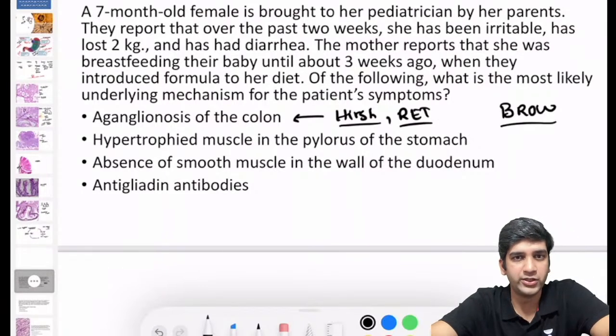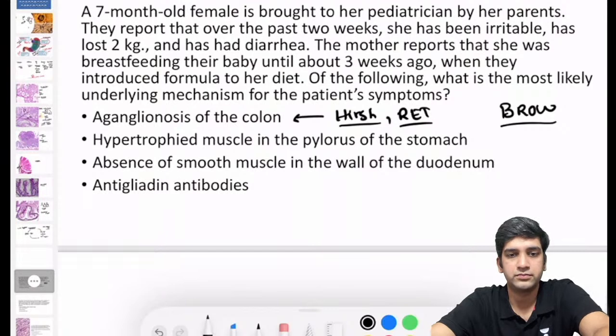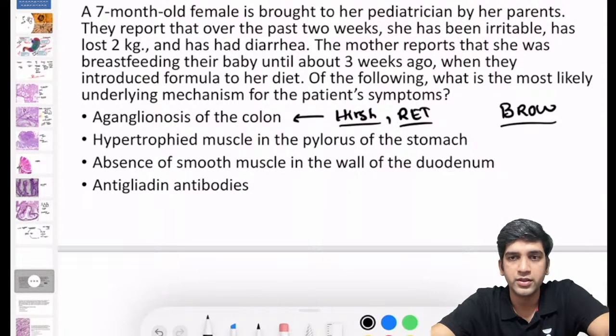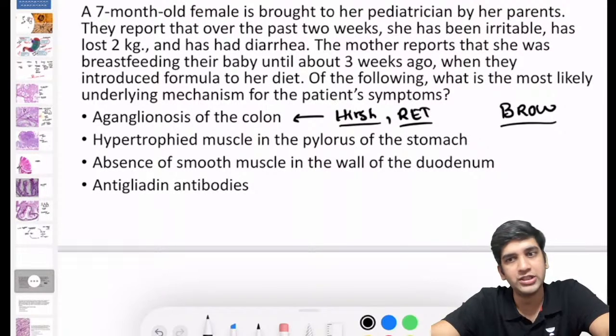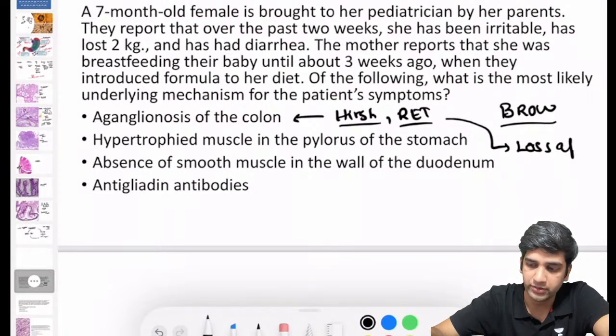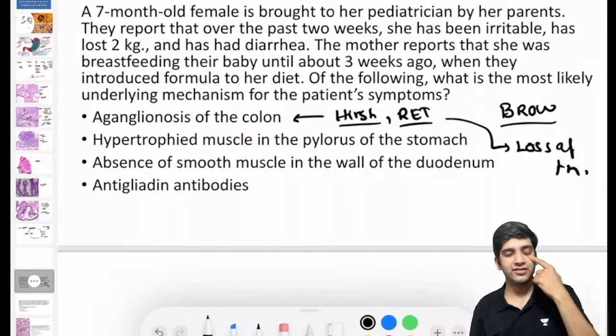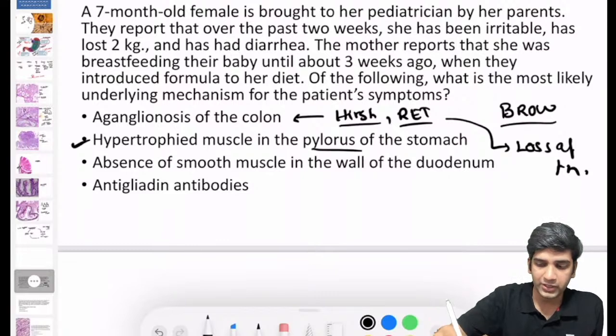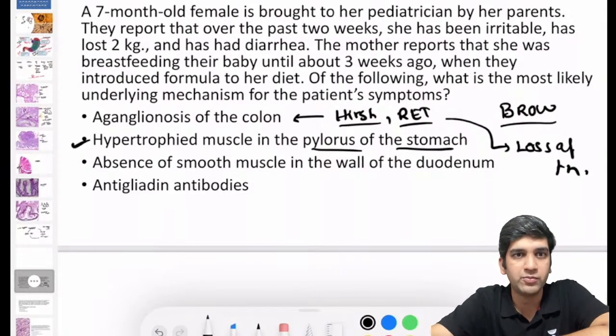RET proto-oncogene mutation can cause Hirschsprung's. Gain of function or loss of function? In Hirschsprung's, it is loss of function, right? In MEN syndrome, which is also related to the RET proto-oncogene, there it is gain of function. In Hirschsprung's, RET will have a loss of function, right? It's a proto-oncogene. If it's going to cause cancer, I'll have a gain of function. Here there's a loss of function, fine. Okay. Hypertrophied muscle in the pylorus of the stomach. What disease are we talking about?